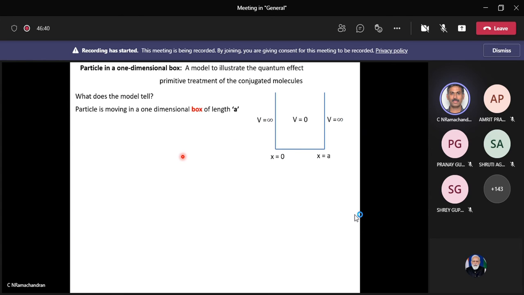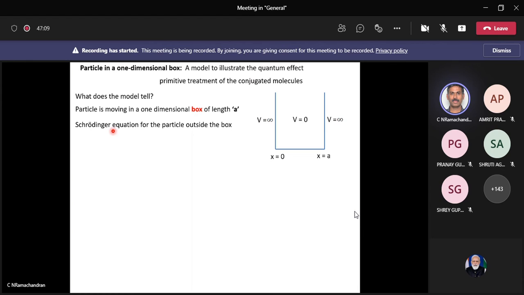You know that this is not possible for a real system. That is what I told. This is not a real system. This is a model. Although we are giving so many restrictions, the outcome is unimaginable. So the particle is moving in a one-dimensional box of length A, and we are giving the potential energy equal to 0 inside and V equal to infinity outside.